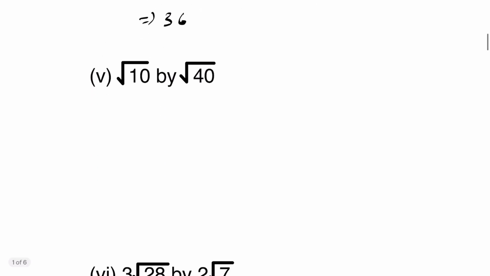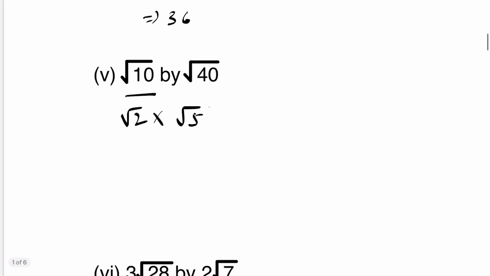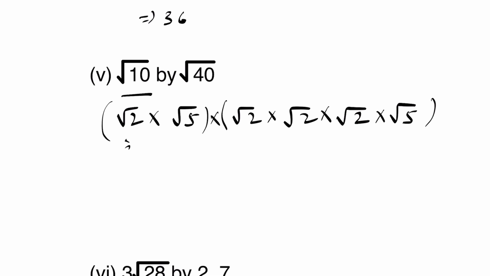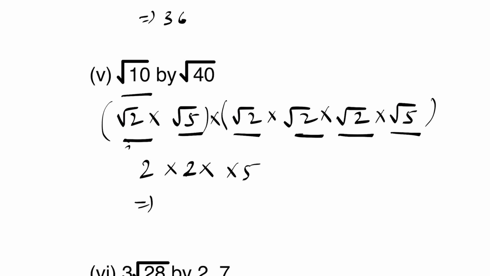Now root 10 into root 40. Split this: we can write root 10 as root 2 into root 5, and root 40 as root 2 into root 2 into root 2 into root 5. Now root 2 with root 2 becomes 2, and root 5 with root 5 becomes 5. So this is 2 into 2 into 5, which is 20.